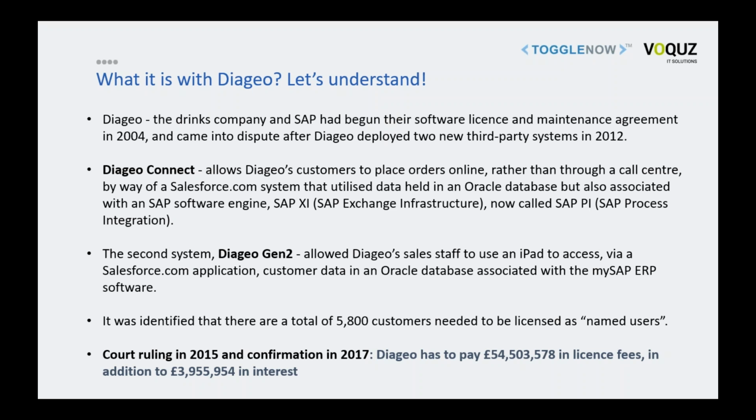What they did basically is they were using third-party, non-SAP software called Salesforce. I'm sure everyone is aware of what Salesforce is. They were using this software to connect their sales staff to access certain data from SAP. So there are two different applications that they were using to access the data, using XI and PI systems.